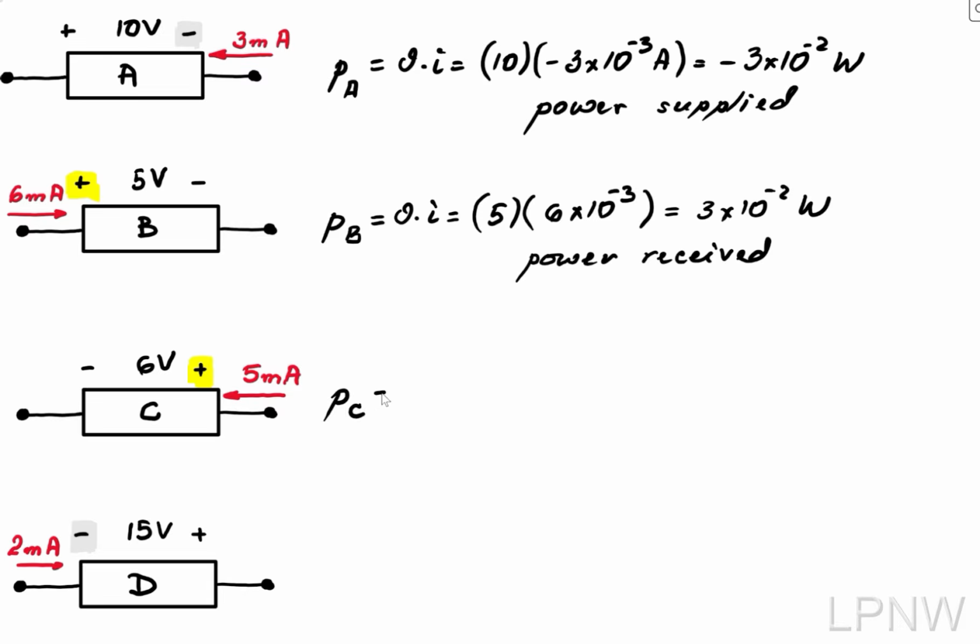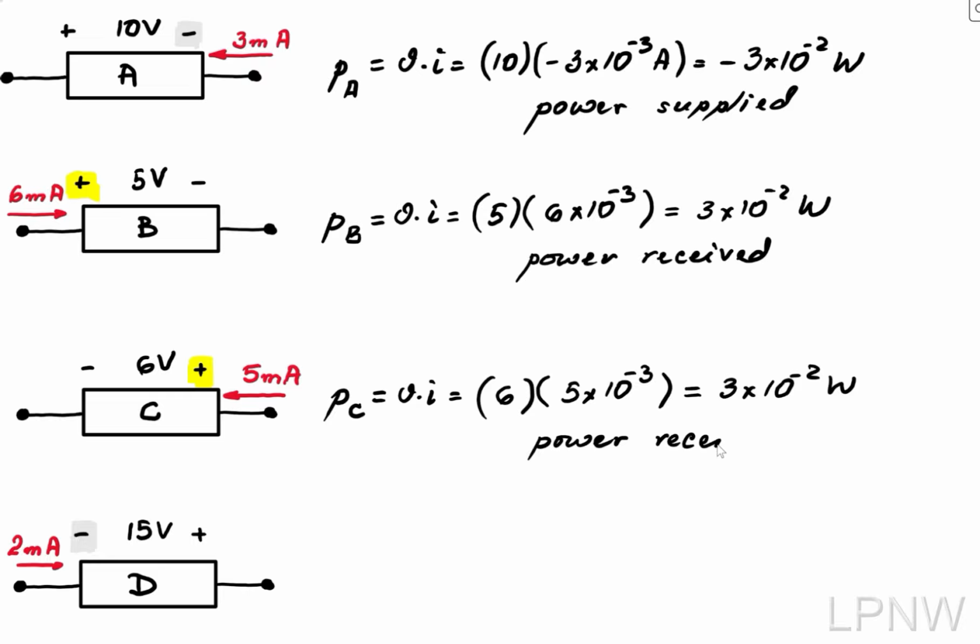For element C, we repeat the approach. The voltage being 6 volt and the current 5 times 10 to negative 3 amps, where the current enters the element at the positive terminal, which means we are taking it with a positive sign, so 3 times 10 to negative 2. Again, the power, just like in case B, is being received by the element.